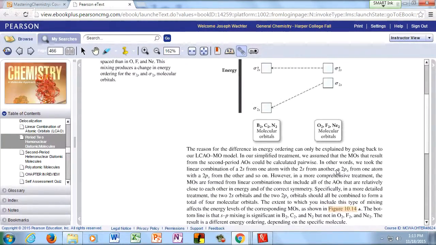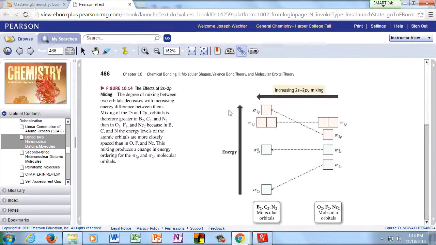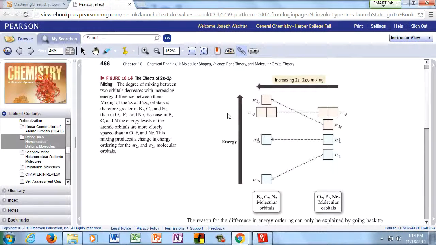is that there's a lot of other stuff going on. There are symmetry and energy concerns that, if you take more chemistry, you'll learn about, that allow these things to mix. And when they mix, they get lower in energy. So you can kind of see what's happening here. As you mix more 2s and 2p in those smaller atoms, the sigma 2p goes way up in energy with that mixing, and the sigma 2s goes way down in energy. So the s's end up bonding a little bit stronger, and so you end up with this kind of change in the orbitals, and these basically stay the same. That's where that switch occurs.